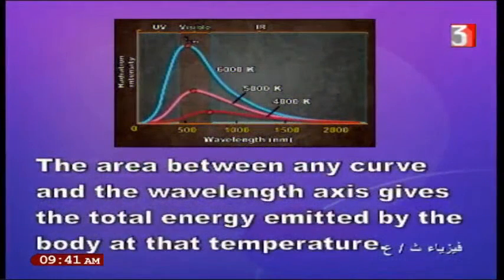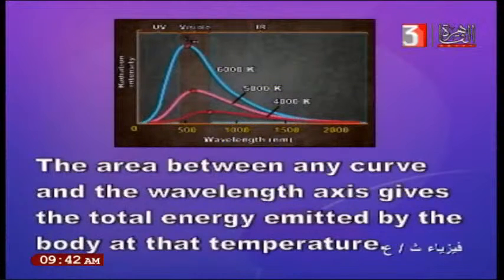First of all, the area between any curve and the x-axis, the wavelength axis, gives the total energy emitted by the black body at that temperature. So, when you look at temperature 4000, the area between this curve and the x-axis gives the total energy emitted. At 5000, the area increases, meaning the emitted energy will be increased.